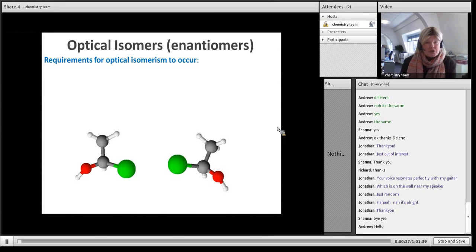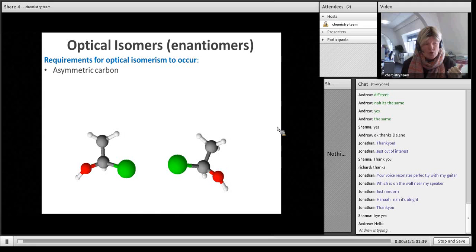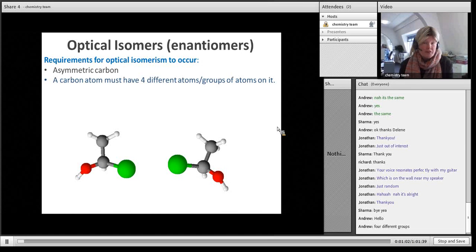So, Andrew, in terms of optical isomers, think about what's needed. I'm just going to go over it, but remember it's the asymmetric carbon. Do you know what an asymmetric carbon means? What will it need? Four different groups. So as you can see in that example there, I've got a green fluorine group, a methyl group, an OH group, and a hydrogen peeping in the back. So this middle carbon, the central carbon, is an asymmetric carbon, also called a chiral carbon. So that's what I've said over there.